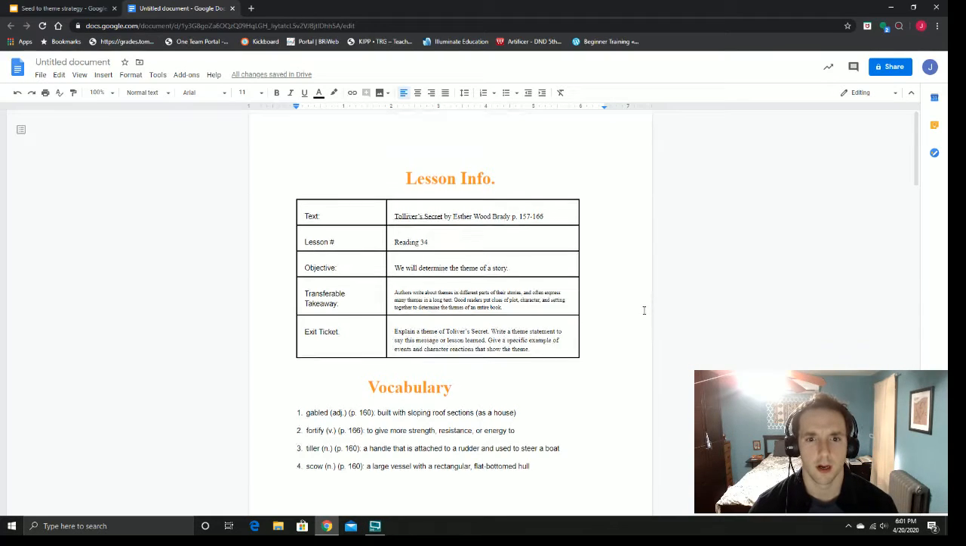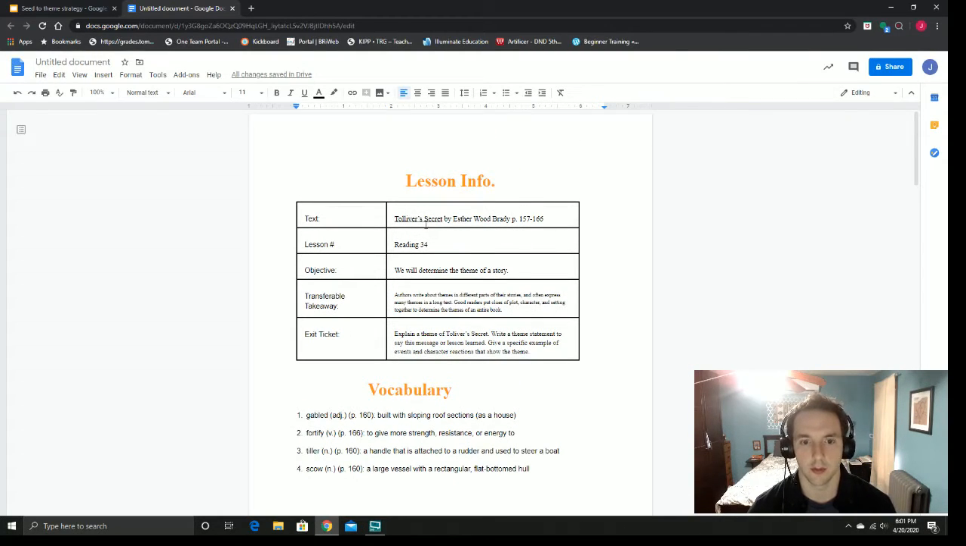Great. So like I said, today we are doing Toliver's Secret. We're reading pages 157 to 166. You should have, again, either read that by yourself or watched the video and had that read along with me. This is reading 34. It's the last lesson, and our objective today is similar to two recent lessons. We are going to determine the theme of a story.